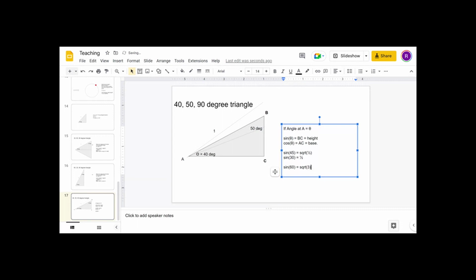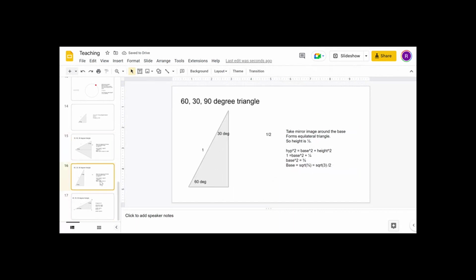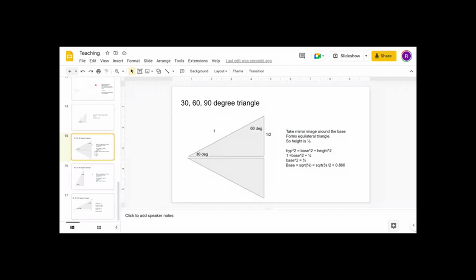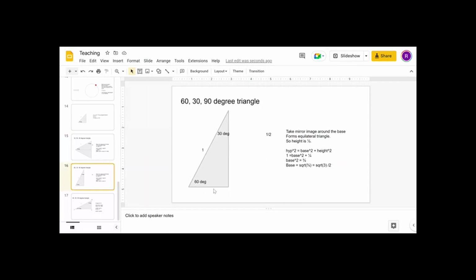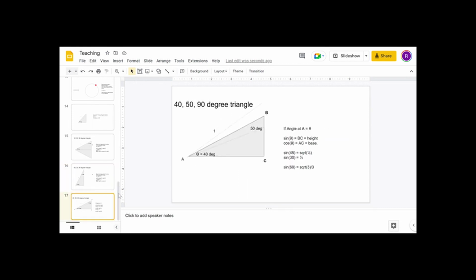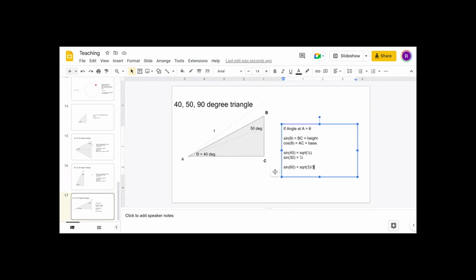Why? Because I can just take this 30, 60, 90 triangle and draw it this way. So this is 1, and we already know that if I take the 30, 60, 90 triangle and put it vertically, then it looks like this. And I already know that this part is half and this part is root 3 over 2. Okay, so this is square root 3 by 2.